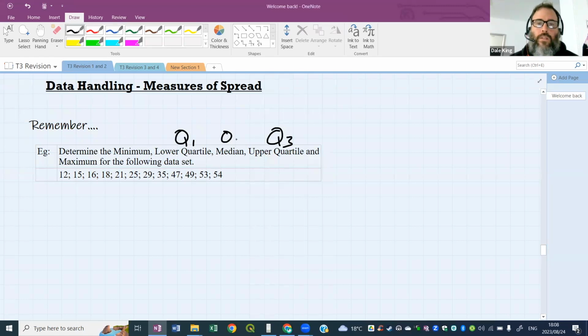Now I'm going to come back to this later on. So if they refer to Q1, Q2, Q3, that is your lower quartile for Q1, your median for Q2, and your upper quartile is Q3. Just in case they use those letters and numbers, but we will use the words as much as we can. So I need you guys to work out for this data set the minimum, the lower quartile, the median, which is very easy, the upper quartile, and the maximum.